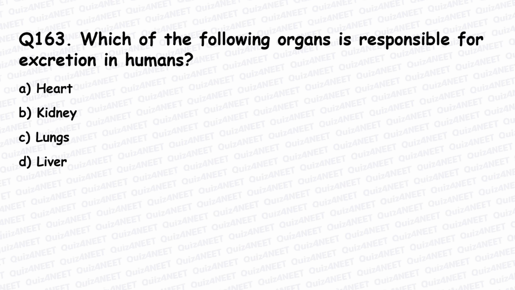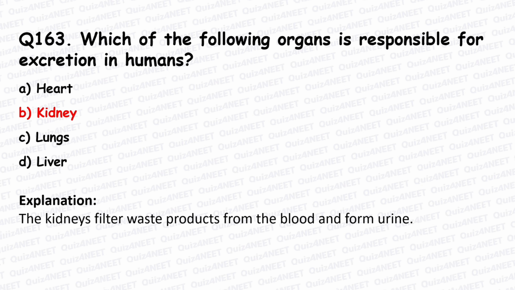Q163. Which of the following organs is responsible for excretion in humans? A. Heart, B. Kidneys, C. Lungs, D. Liver. Answer: B. Explanation: the kidneys filter waste products from the blood and form urine.